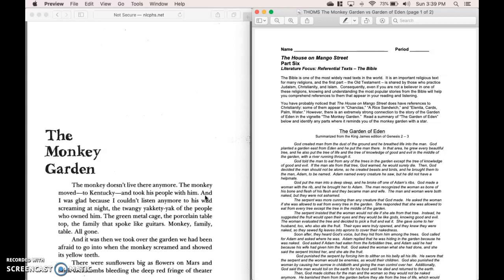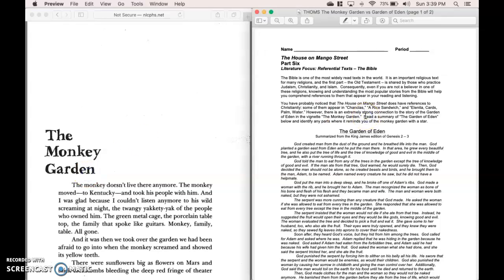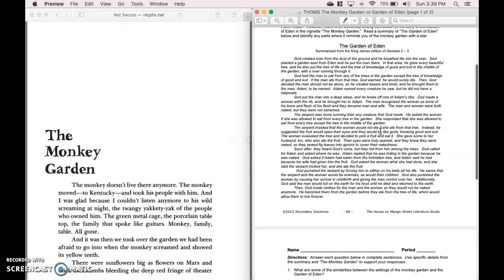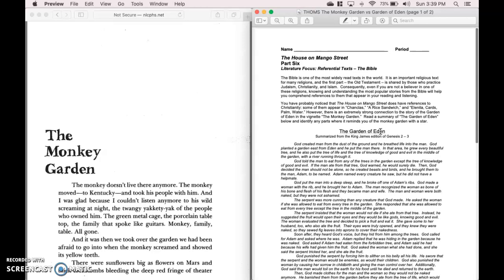So for this activity, you're not going to want to start this until you've read the vignette called The Monkey Garden. And when you complete this activity, my suggestion to you is have the Monkey Garden up at the same time that you have the handout in front of you. Remember, you are not required to print these handouts out. I know that many of us don't have a printer at home, including myself. What you can do is take notes and answer the questions on a separate sheet of paper, and then you can turn that paper in as the assignment.